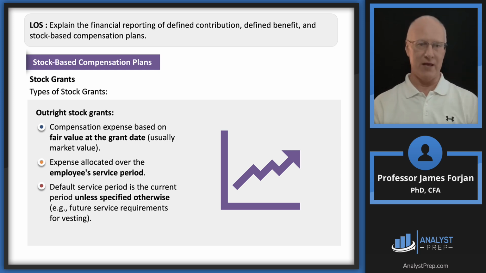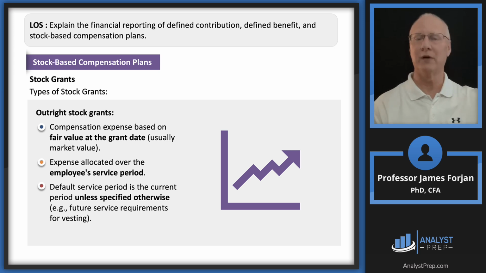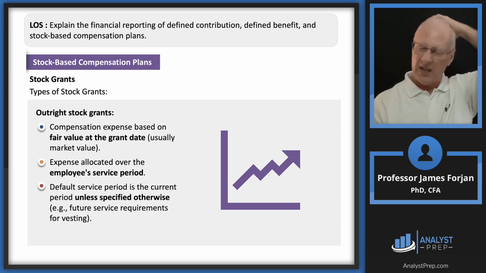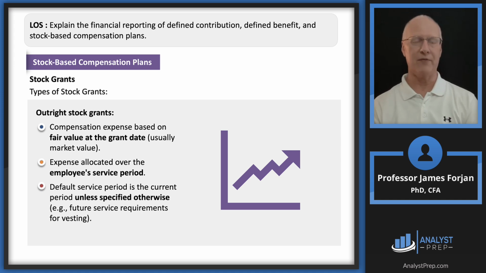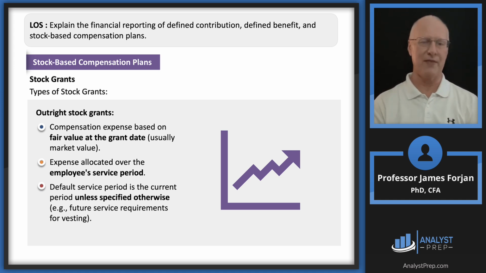What happens then is that expense is allocated over some kind of a period. And you probably wouldn't have to pick what that service period is. Maybe it's 3 years, maybe it's 5 years. I don't know what it is. But the Institute will probably have to give you something like that if they want you to answer some type of a math question, although I think that's pretty unlikely.